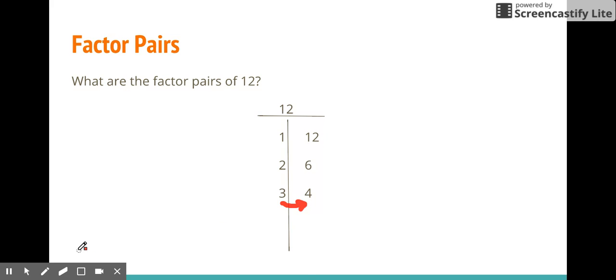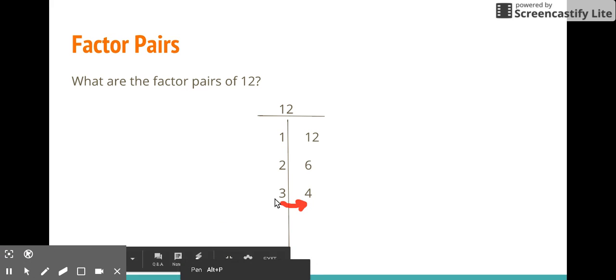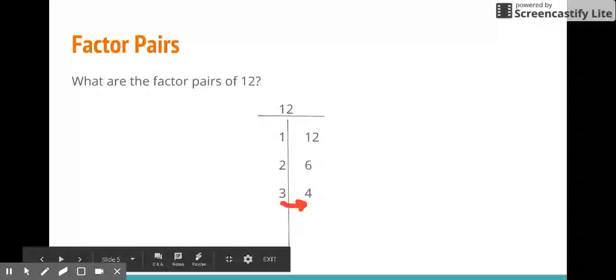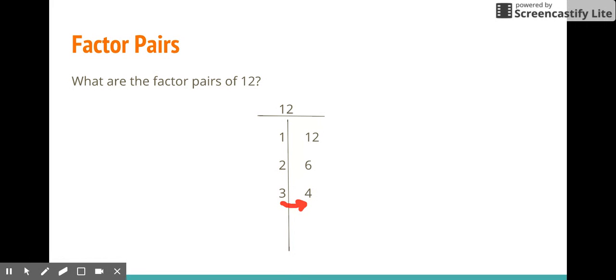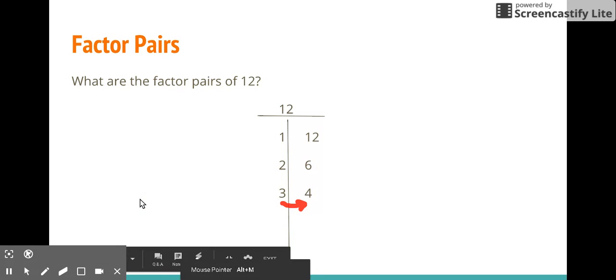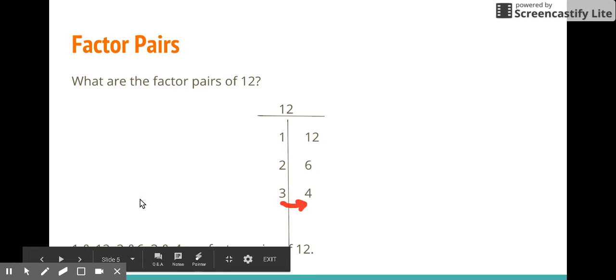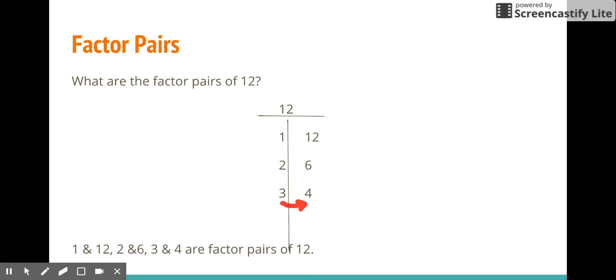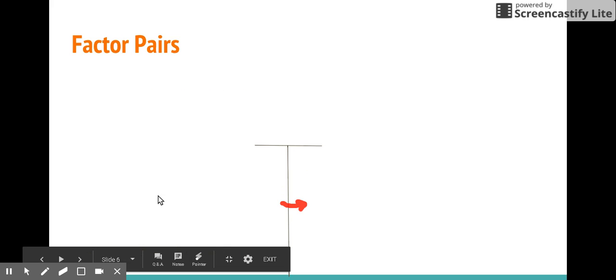Did you notice that at the bottom of my t-chart, I have 3 and 4? When I think about a number line, 3 and 4 are right next to each other. The next number that I would check would be 4, and I already have the factor pair that 4 is part of. I don't need to go any further. Because of the work that I did, I'm able to tell that 1 and 12, 2 and 6, and 3 and 4 are all factor pairs of 12.